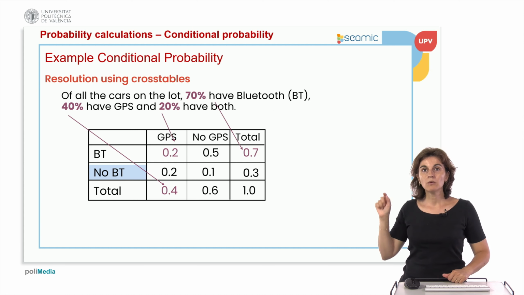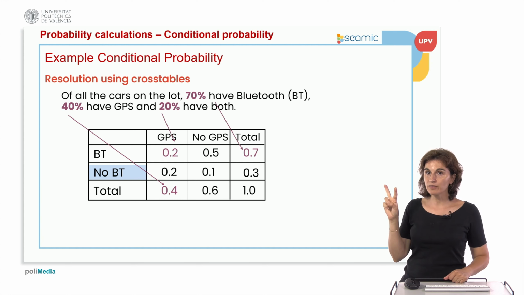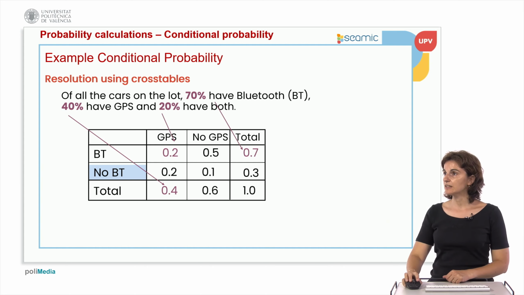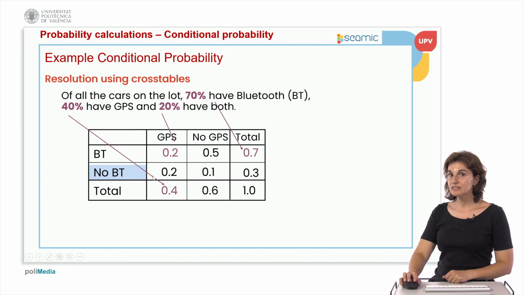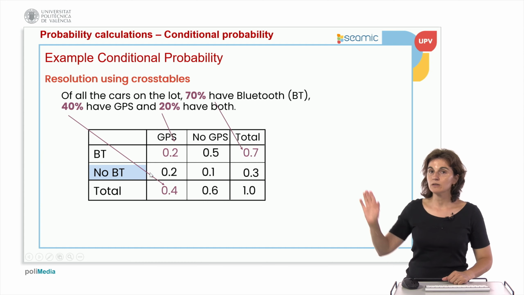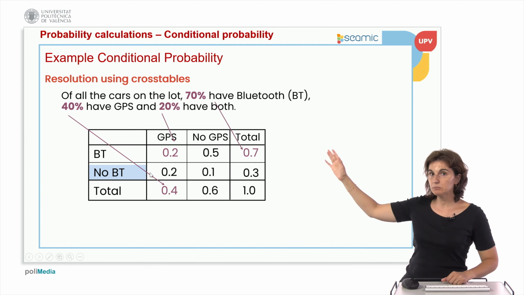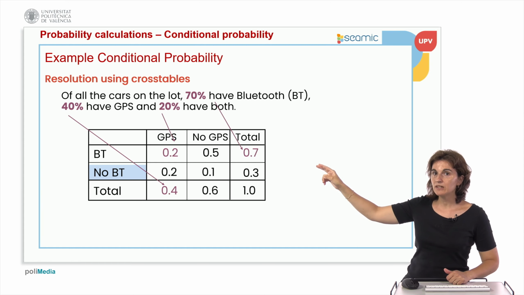And also, within each cell of this table, we write the joint probability of both events. So you can see here, 20% have both, and that means that we will write 0.2 in the cell that's between having Bluetooth and having GPS. The 0.2 is placed there because there are 20% of cars that accomplish both.